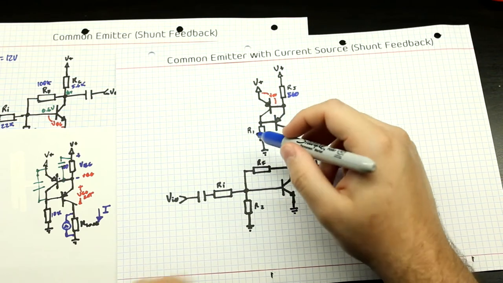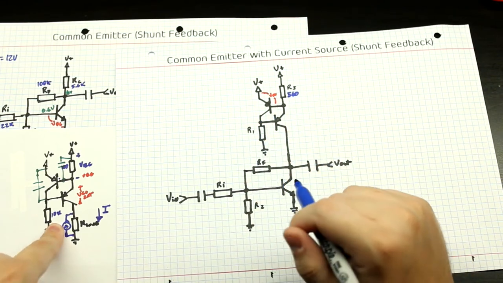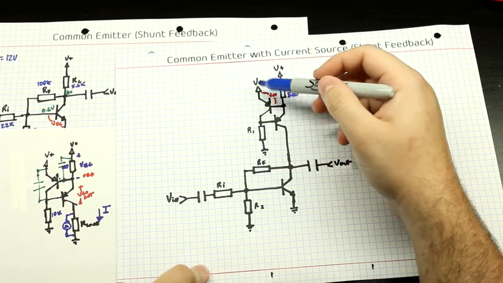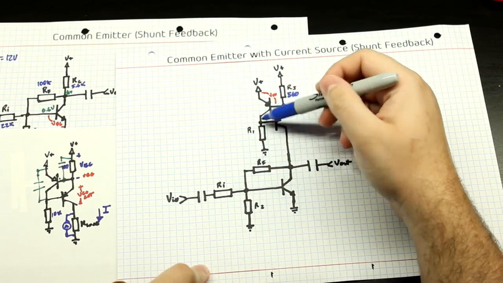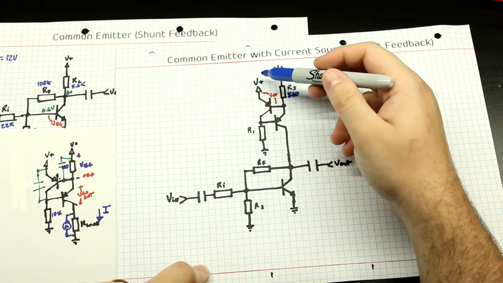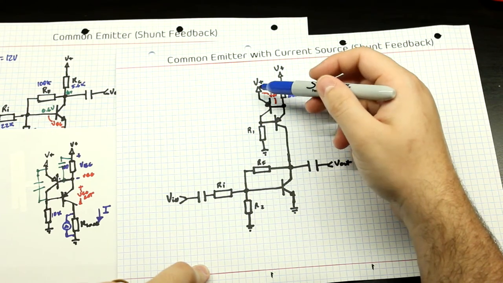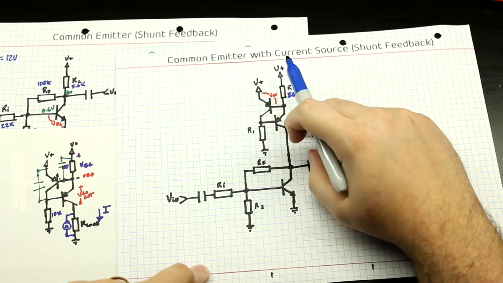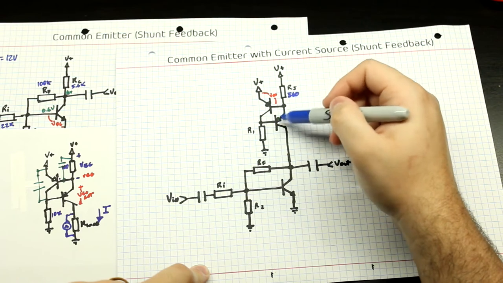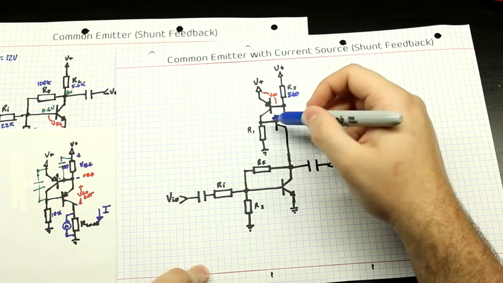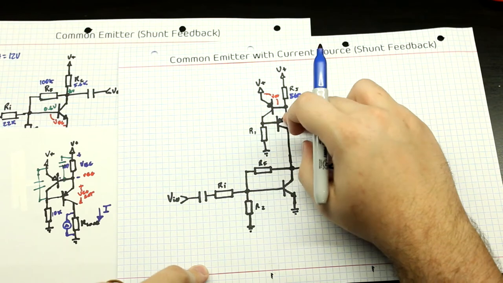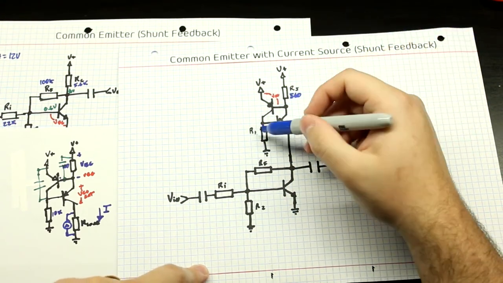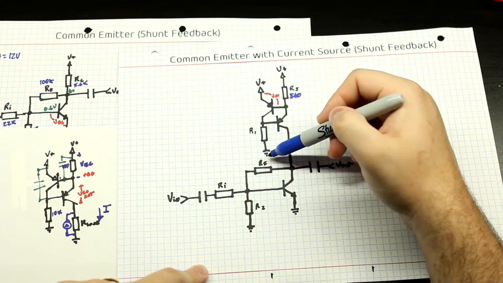Now for R1, I'm just going to go with the same 10K resistor that we've used in the previous video. That's just so that we don't have a high current flowing through here. For example, if we chose 1K, we would be dissipating around 10 milliamps just to bias this little transistor here. Since this already has an HFE of more than 100, the current flowing through the base of this transistor is going to be minimal, around 1 microamp. So we don't need 10 milliamps flowing through here.